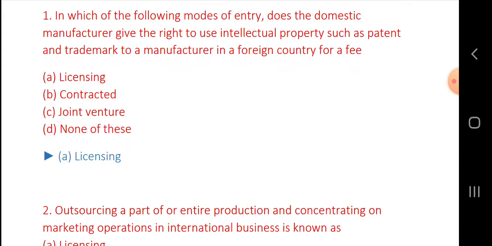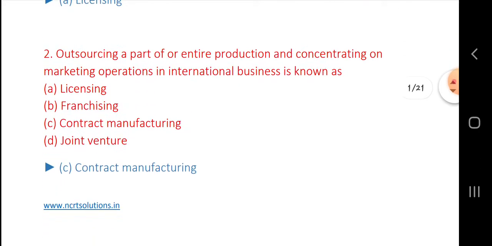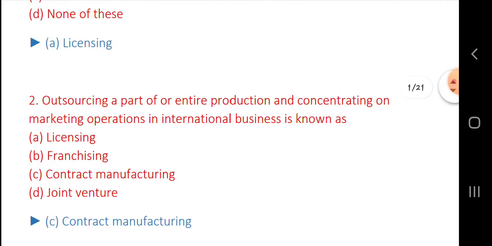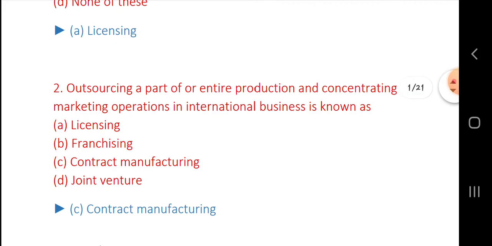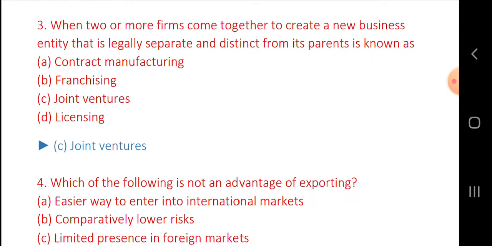In which of the following modes of entry does the domestic manufacturer give the right to use intellectual property? And outsourcing a part or entire production and concentrating on marketing operations in international business is known as contract manufacturing. And also, when two or more firms come together to create a new business entity that is legally separate and distinct from its parents, that is known as a joint venture.